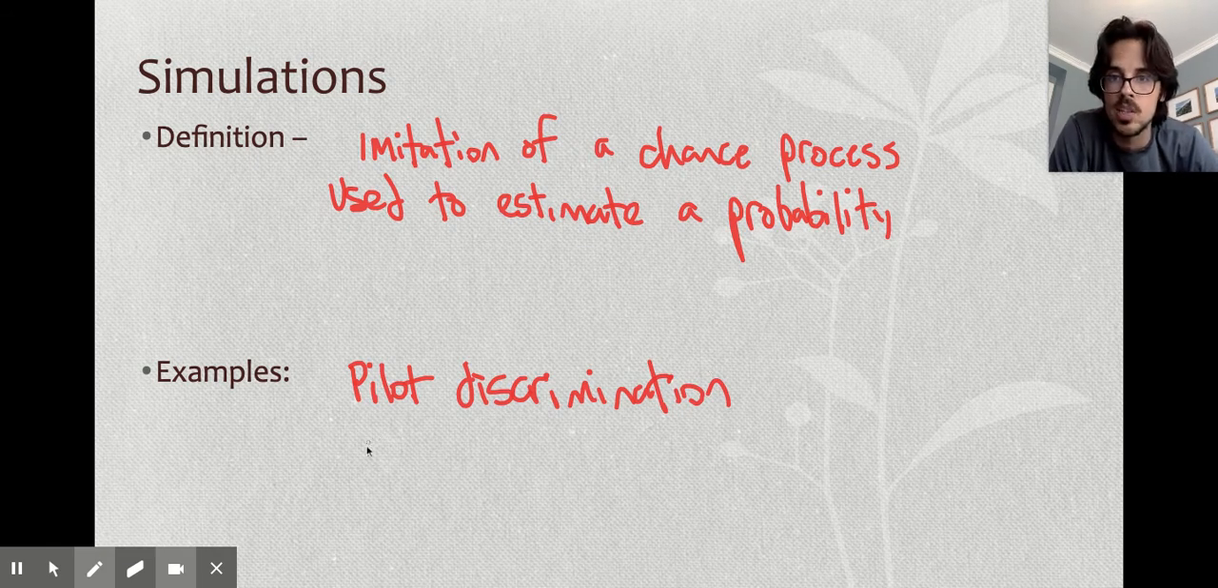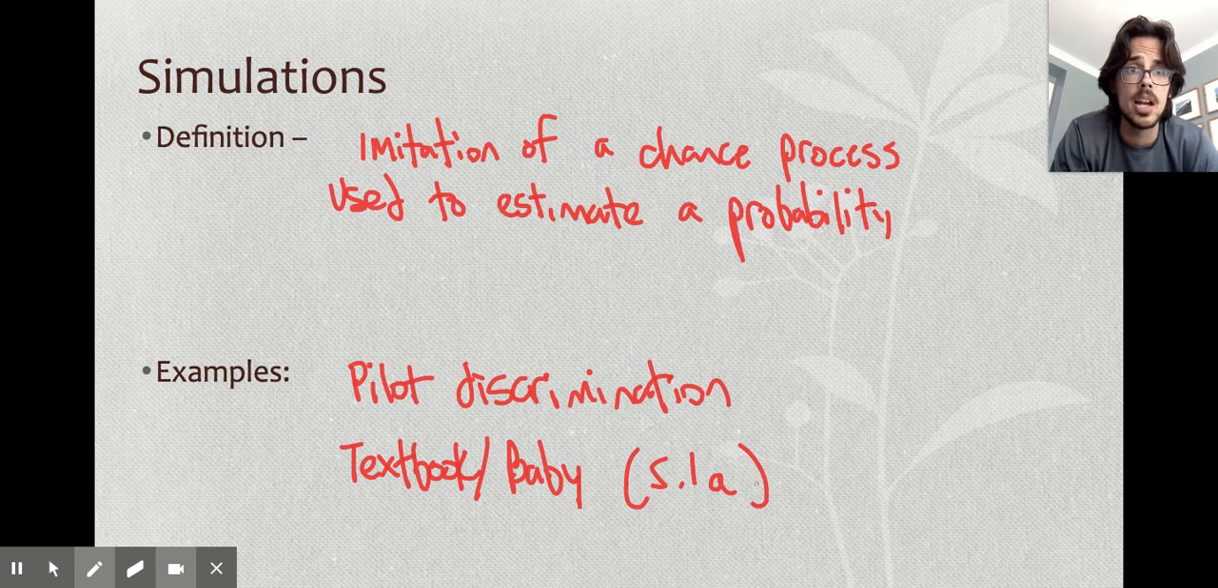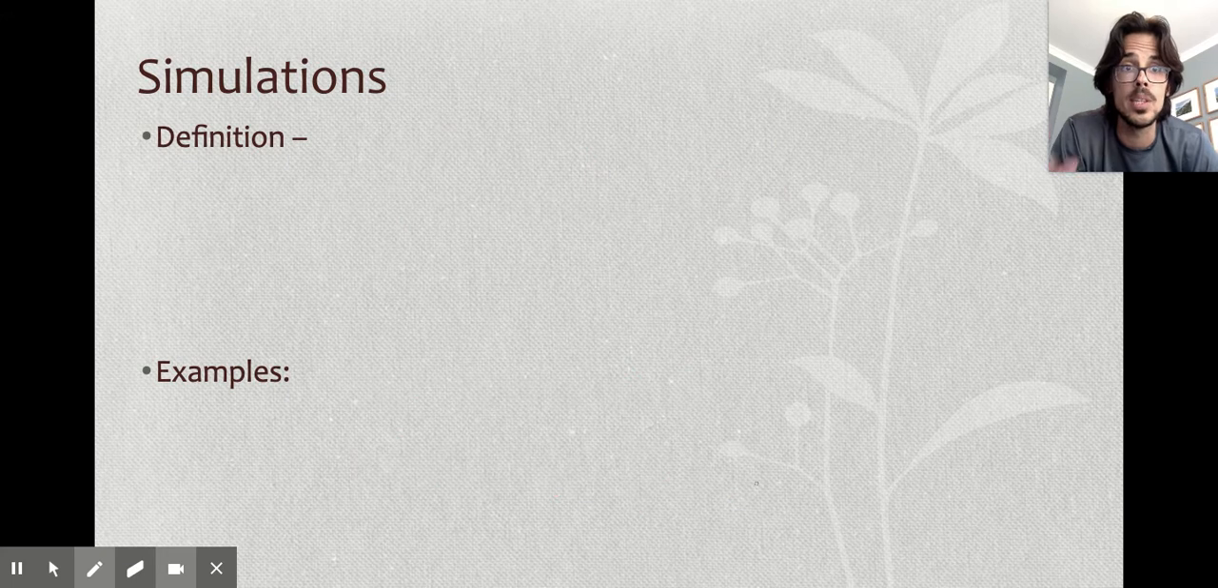Just in our last lesson, we did that textbook slash baby thing from 5.1a. That was a simulation. And we've done others over the course of this semester already as well. Very common concepts. So let's talk about how you actually go about designing a simulation yourself.